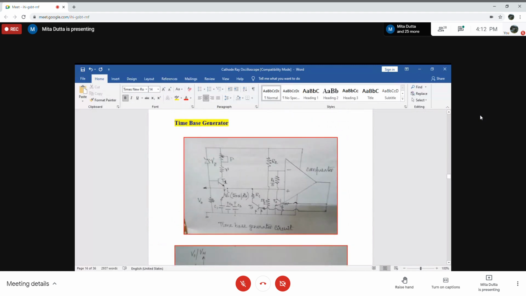Now this is the circuit diagram of a time-base generator. The circuit is clearly visible to you? Hello?